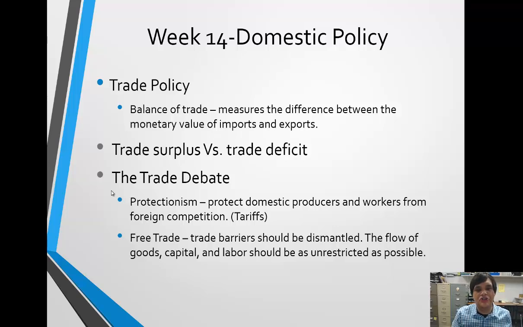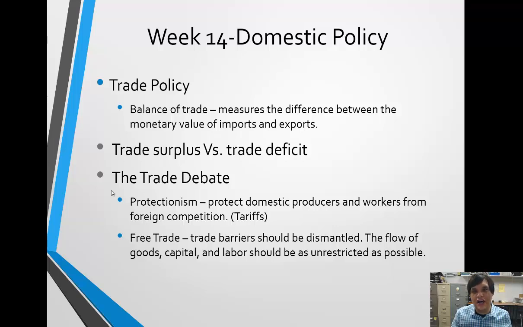We also talked about the trade debate under trade policy: protectionism versus free trade. We weighed the pros and the cons, and you did that in your discussion board as well, and you guys did very, very well. Protectionism is where you protect domestic producers and workers from foreign competition. You raise your tariffs, basically. You want to raise the cost of foreign goods compared to your domestic goods so that consumers are propelled to buy the domestic good over the foreign good.